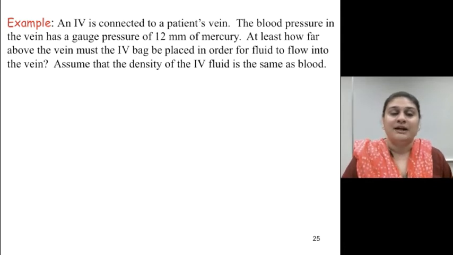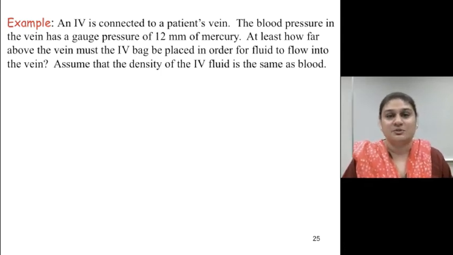Now, an IV is connected to a patient's vein. Blood pressure in the vein has a gauge pressure of 12 mm of mercury. At least how far above the vein must the IV bag be placed in order for the fluid to flow into the vein? Assume the density of the IV fluid is the same as blood.